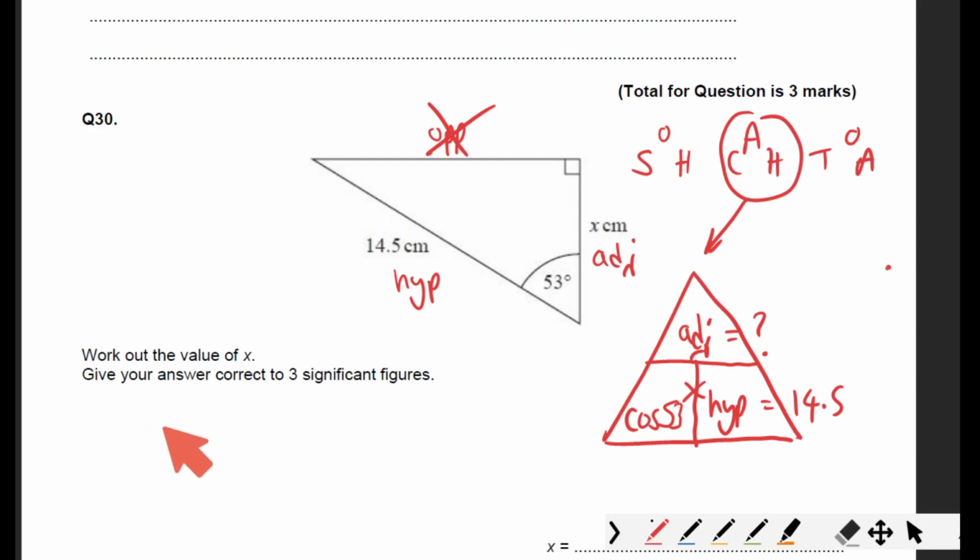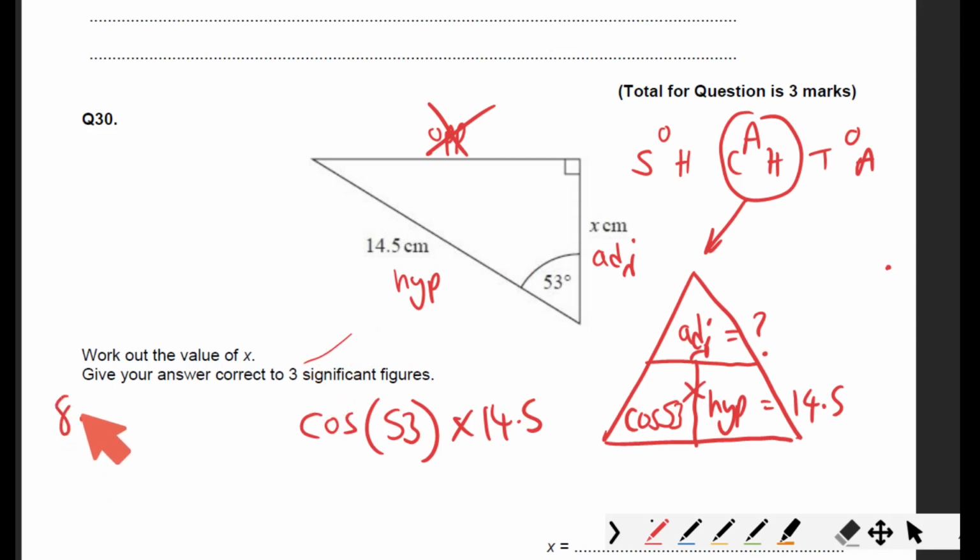Remember, if you start off with cos 53 on the calculator, the one I'm using is Casio, it does that. Remember to close the bracket. Times 14.5. Right, to 3SF. I'll show you what I got on my calculator. That's what I got on my calculator. And a few more digits to 3SF.